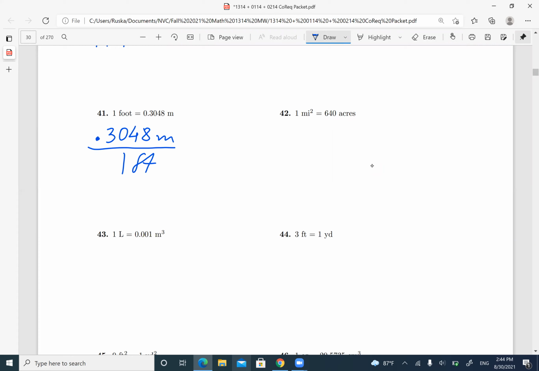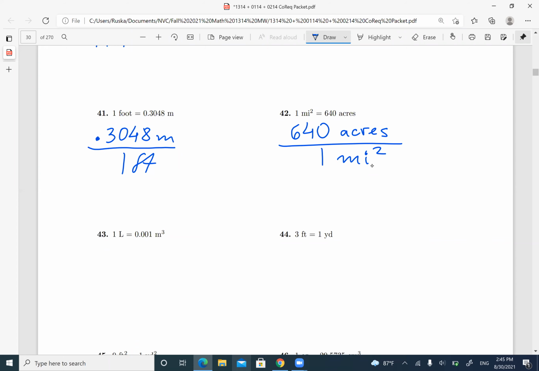Okay, the next one is 1 square mile is 640 acres. So how are you going to write that? What are you going to put first? 640. That's right, 640. And you're just going to keep the unit, acres, over 1 square mile. Okay? Everybody good?